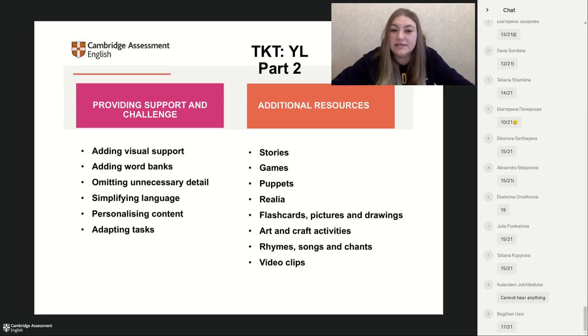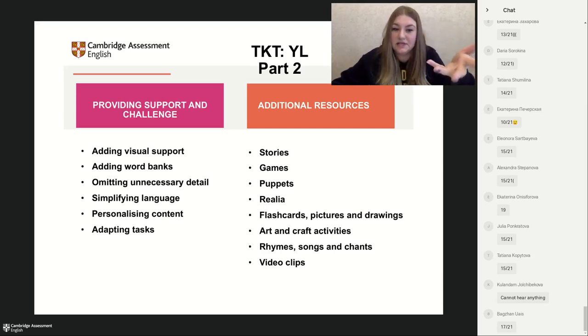Of course, some of the ideas: you can omit unnecessary details, yeah, because sometimes you can skip some parts of the course, or again, you can pay attention to some of them and spend two or three lessons, because some of the topics are quite challenging for kids. Of course, that's about simplifying your language. It depends on the level of students you're working with. Personalizing content, that is very important. Yeah, so you remember that our children are unique and they love sharing their personality.